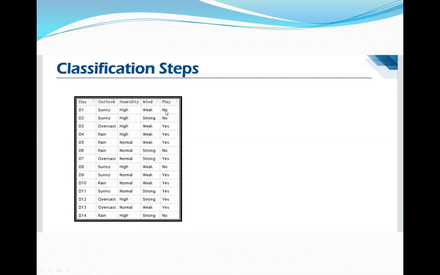Out of 14, five data are not played, and the remaining 9 are played. They have already played. During that combination, the player played. That means the match actually happened. Okay, so this is about your data set.